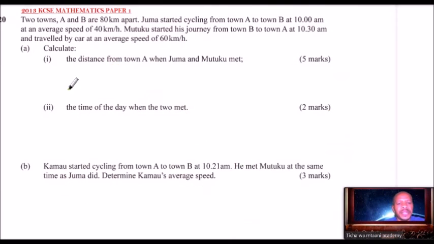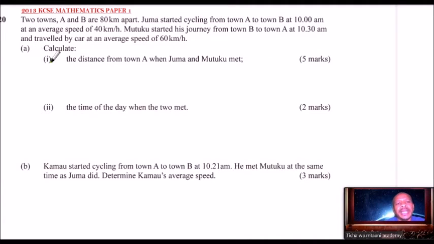So here we have question number 20. Two towns A and B are 80 kilometers apart. Juma started cycling from town A to town B at 10 a.m. at an average speed of 40 kilometers per hour. Mutuku started his journey from town B to town A at 10:30 a.m. and traveled by car at an average speed of 60 kilometers per hour.